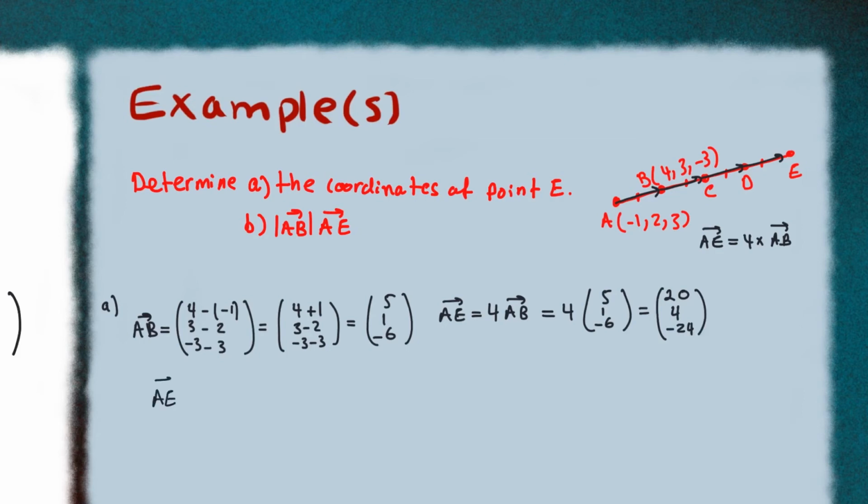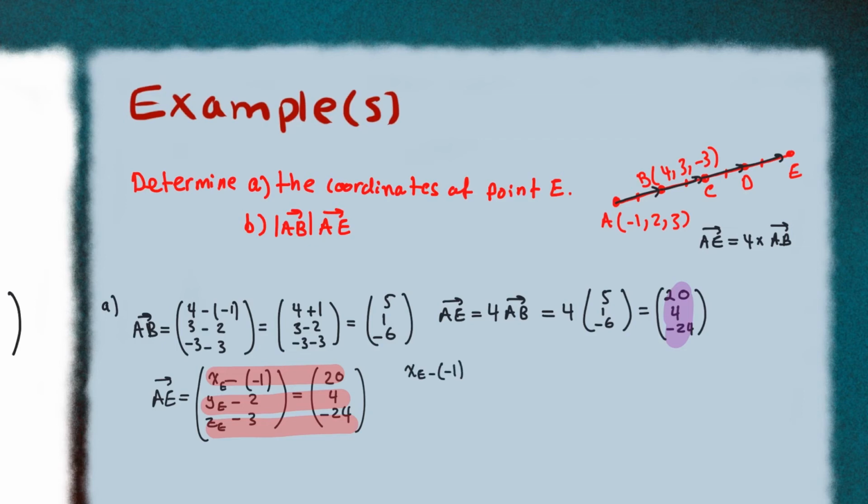We know that vector AE is equal to the x, y, and z components of point E minus the x, y, and z components of point A. We have everything in point A, and we know what AE is. So we're going to equate these, and we're going to make 3 equations out of this. The first one is the x component of E minus -1 is equal to 20, y component of E minus 2 is equal to 4, and z component of E minus -3 is equal to -24.